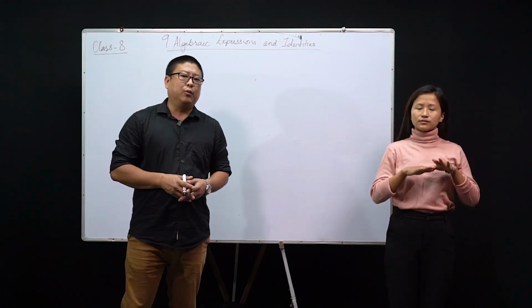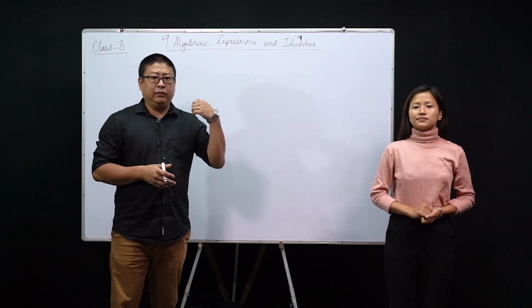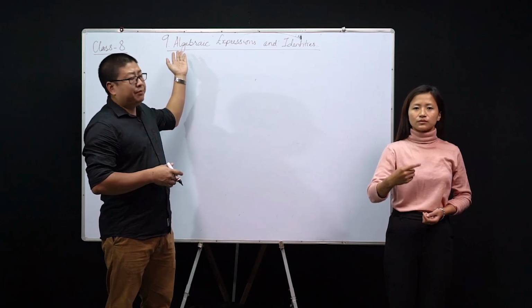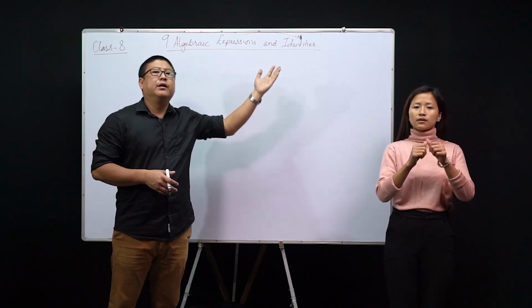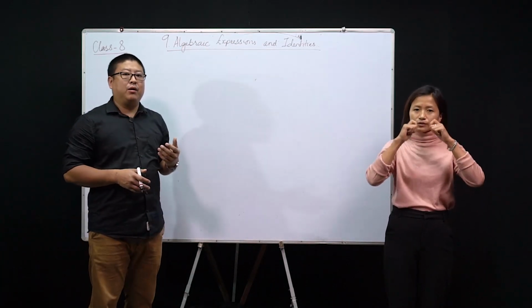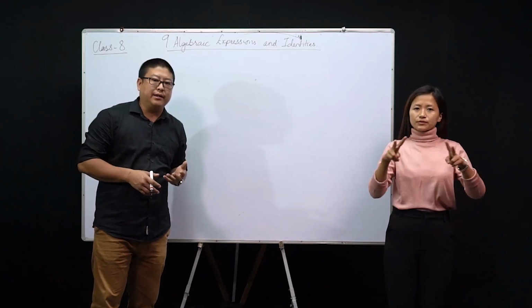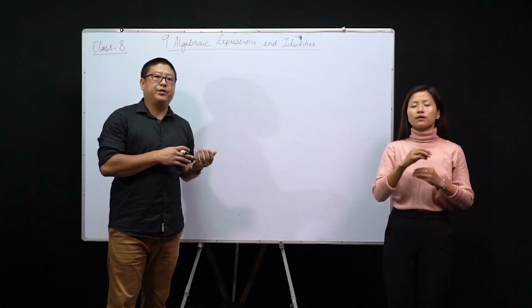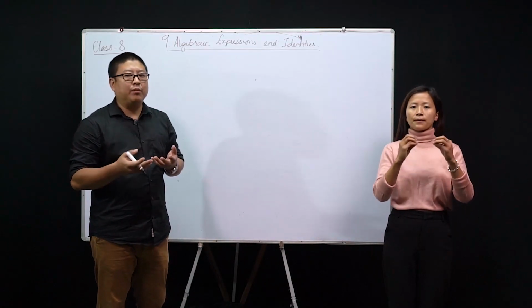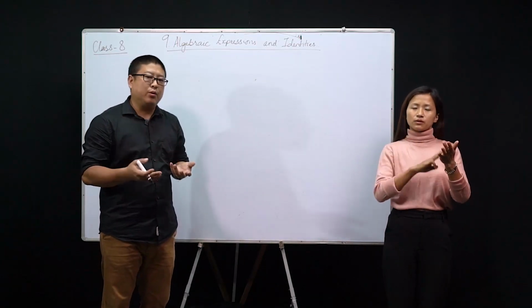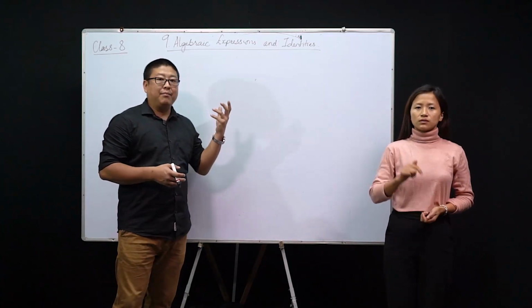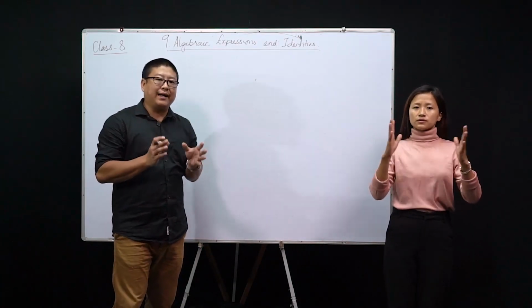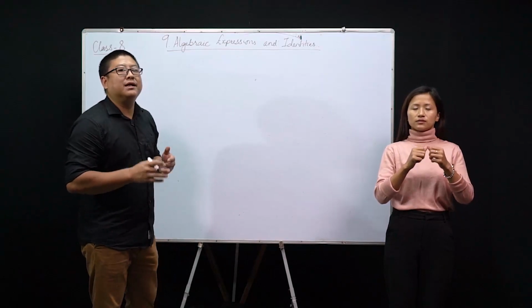Hello students, welcome back. We will continue with the chapter Algebraic Expressions and Identities. Here today we will be learning about different types of identities. In the previous classes we have learned about multiplication of binomials and binomials, monomials and monomials and so on. Now we will be learning about certain types of identities, or you can even call them formulae.